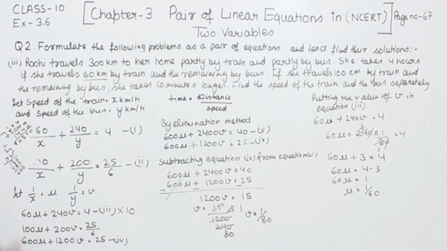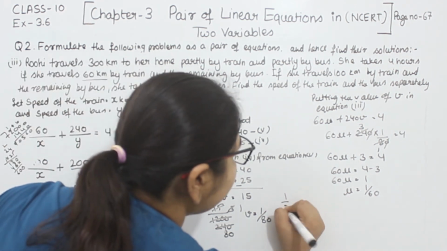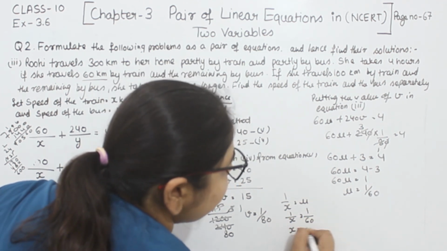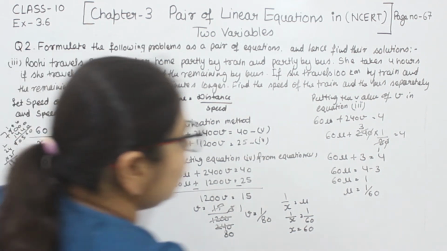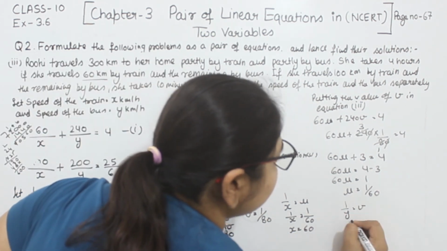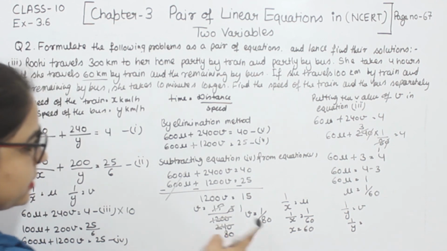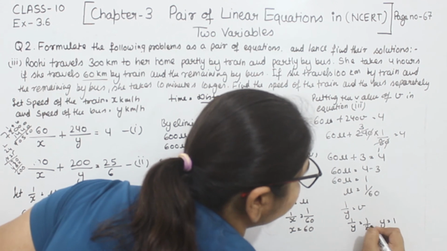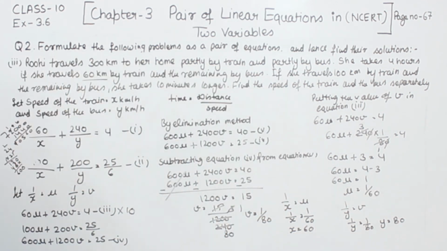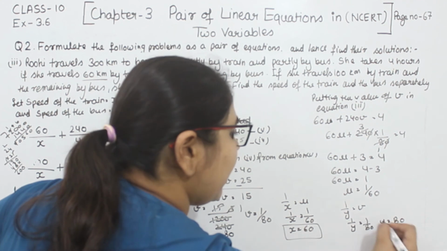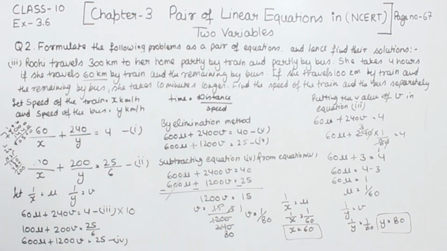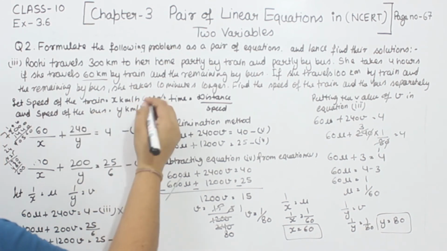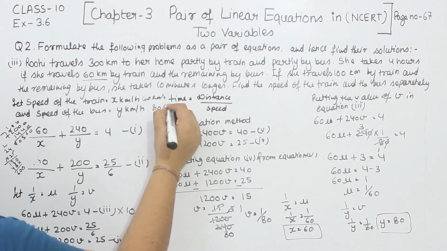Now we have to find the value of x and y. So here we are having 1 by x equal to u. So 1 by x is equal to 1 by 60. So the value of x we are having as equal to 60. Now coming to 1 by y, we are having as equal to v. So 1 by y we are having as equal to 1 by 80. So the value of y we are having as equal to 80. So the value of x we are having is 60 and y we are having is 80. So the speed of the train we are having as equal to 60 km per hour and the speed of the bus as equal to 80 km per hour.